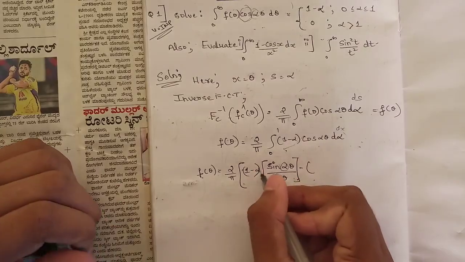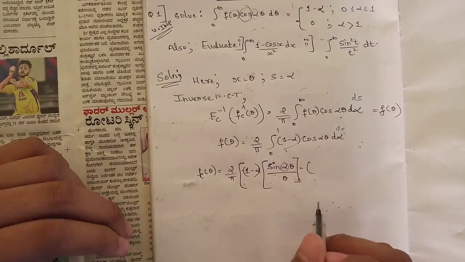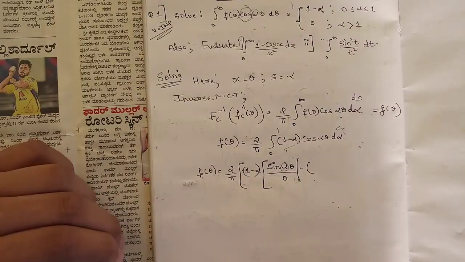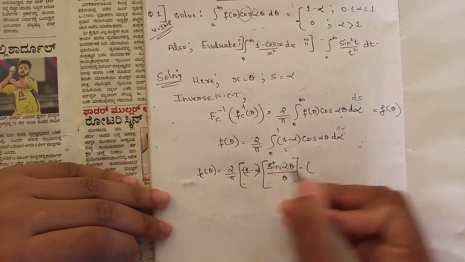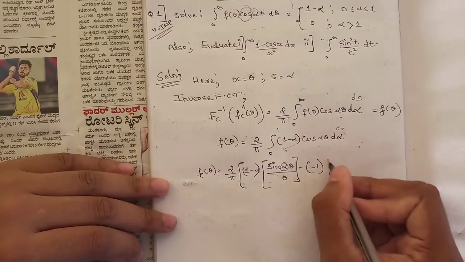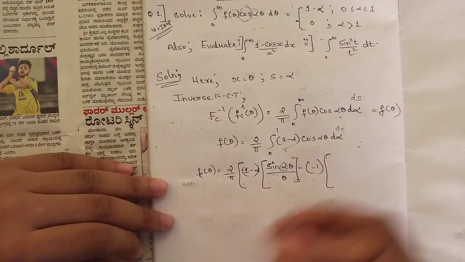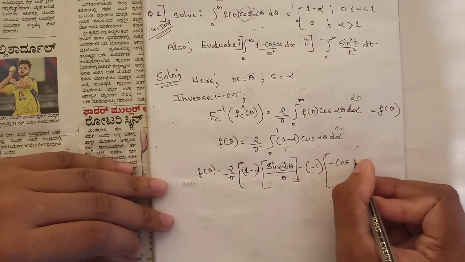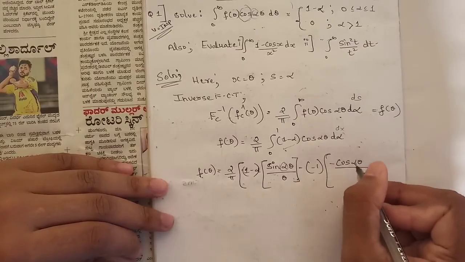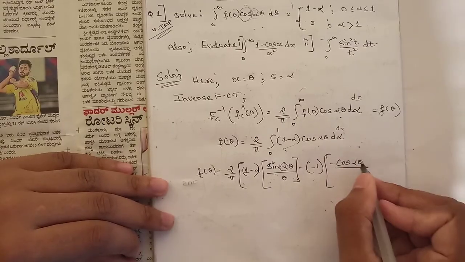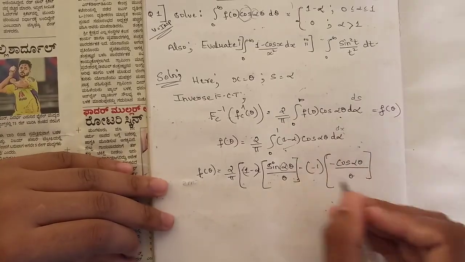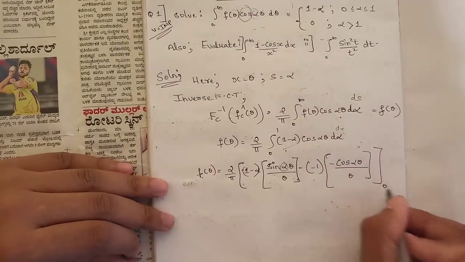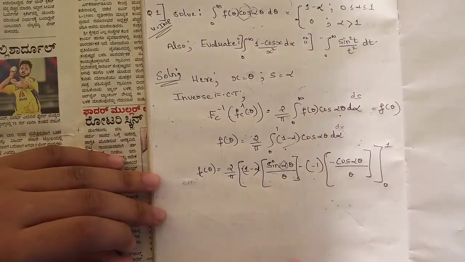Differentiation of 1 is 0, and alpha here is not a constant term, so we need to consider it as a variable. The differentiation of any variable, minus alpha, is minus 1, into again the integration of this function, minus cos alpha theta divided by, since the parameter is alpha, we need to take the coefficient of alpha, that is theta, into the integral is from 0 to 1.